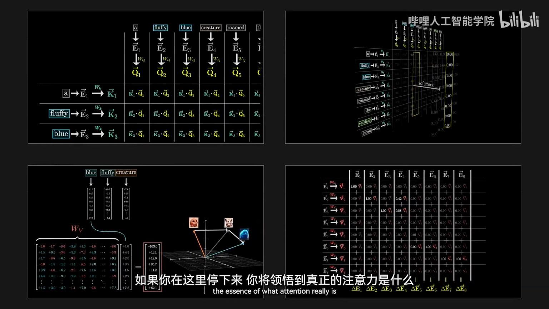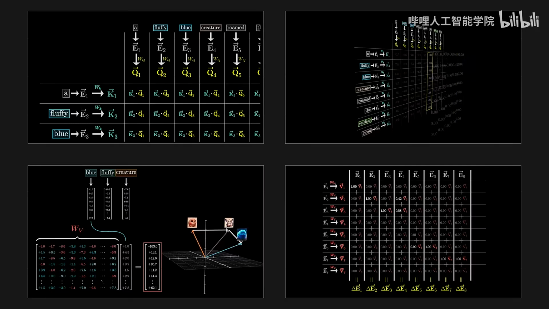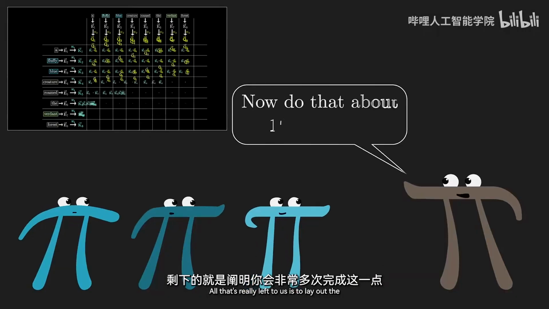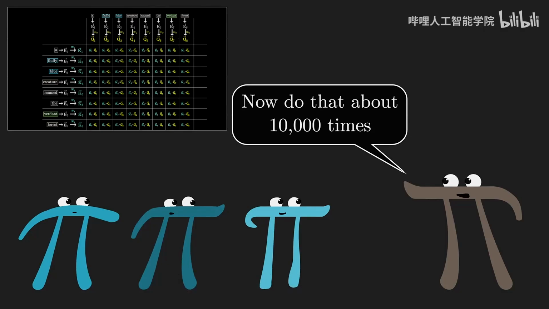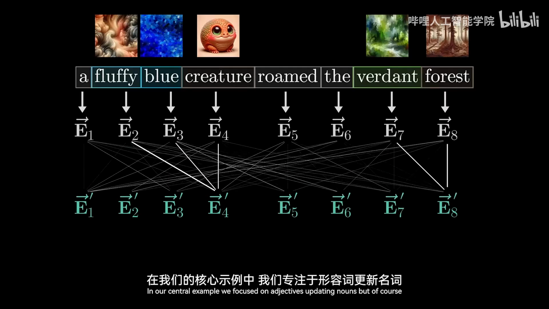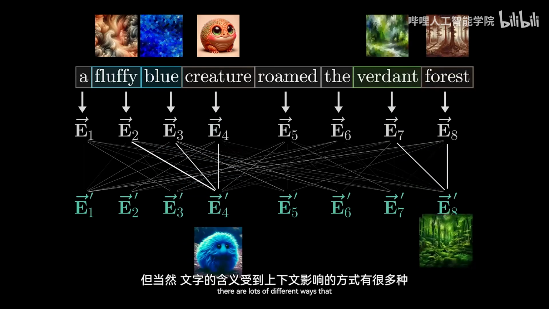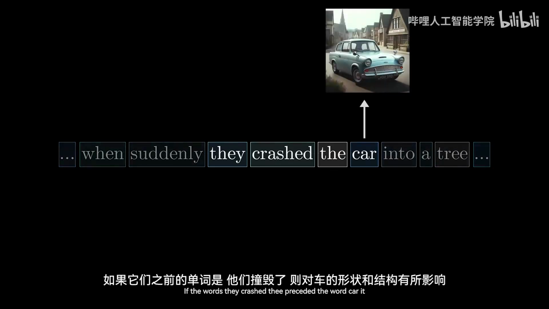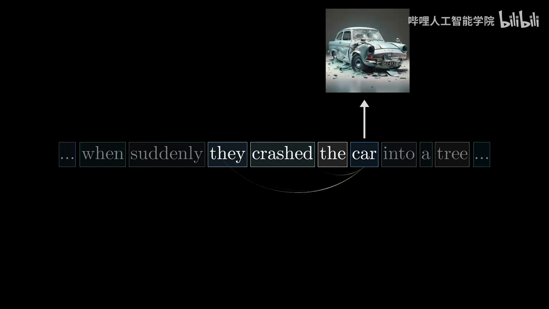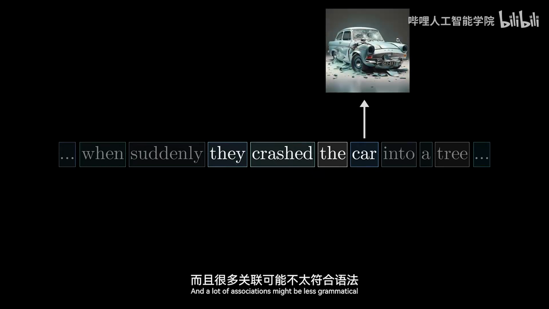All that's really left to us is to lay out the sense in which you do this many, many different times. In our central example, we focused on adjectives updating nouns, but of course, there are lots of different ways that context can influence the meaning of a word. If the words "they crashed the" preceded the word "car," it has implications for the shape and the structure of that car. And a lot of associations might be less grammatical.